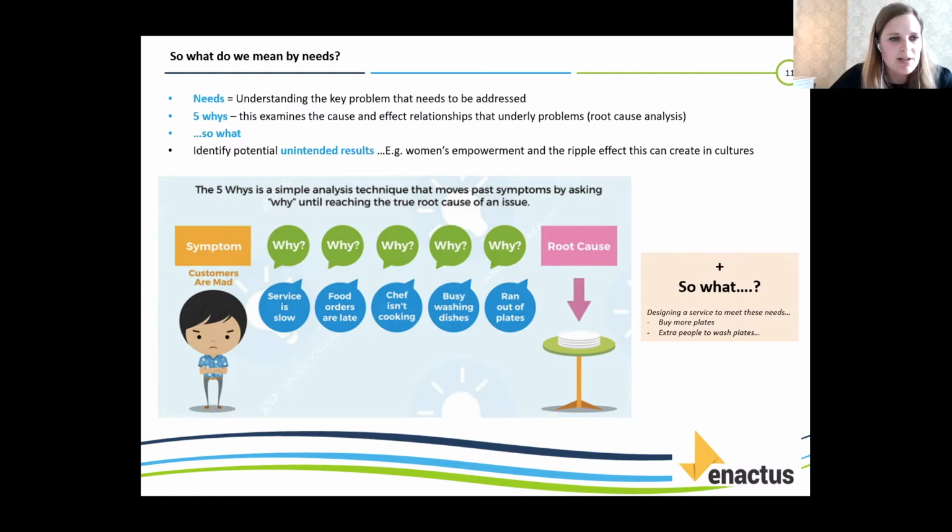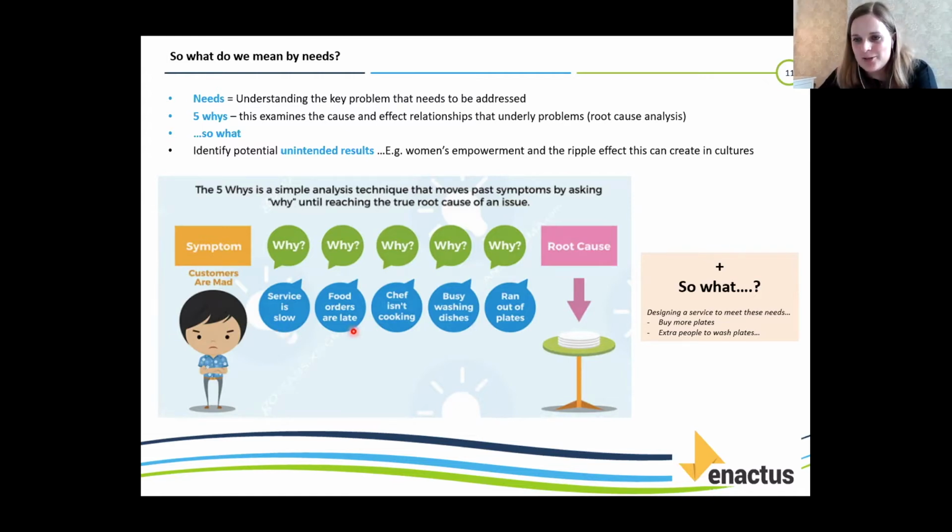So in the 5 whys, let me just get out my laser pointer. You would start with a symptom, which is the issue that you'd like to look at. And you think, well, why is that happening? And you keep asking yourself, why is that happening? Right until you get to the real root of the problem. So if we look at this example here, this is customers in a restaurant and they're very angry. And we say, well, why might they be angry? They might be angry because the service is slow. And why might the service be slow? Well, because food orders are late.